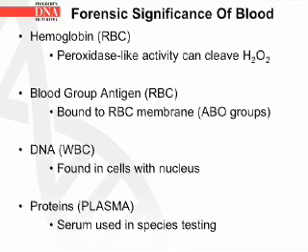Now let's go over the forensic significance of blood. First, hemoglobin, which is found in red blood cells. It has a peroxidase-like activity that can cleave hydrogen peroxide. The blood group antigens, which are also found in red blood cells, are bound to the red blood cell membrane and they dictate the ABO groups. DNA is found in white blood cells, and these are cells with a nucleus. And proteins, which are found in the plasma, are basically serum used in species testing.